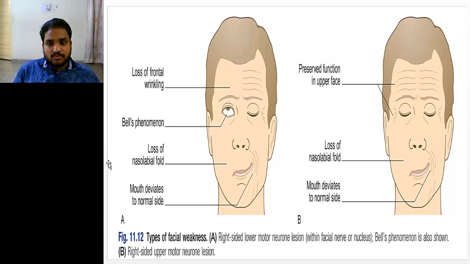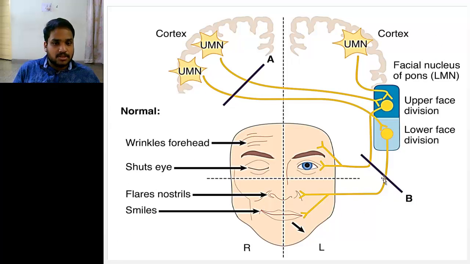Now what happens in case of lower motor neuron lesion? See, this is a lower motor neuron lesion. That is, the facial nucleus or the facial nerve is affected. Lower motor neuron facial palsy. What happens in case of a lower motor neuron facial palsy? You can see that the entire half of the face is going to get affected, right?